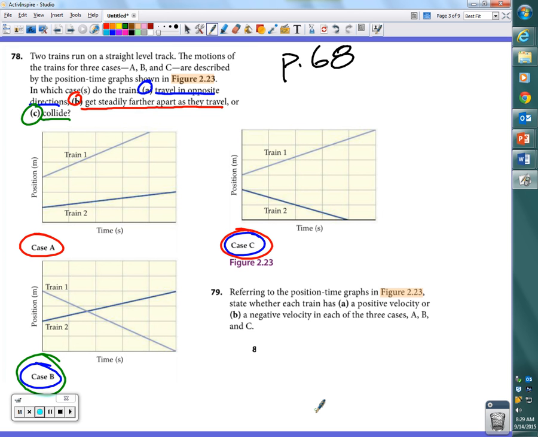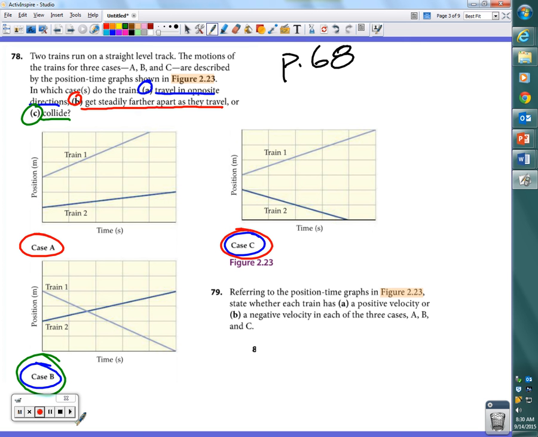But here, in case B, again, they have opposite slopes. Train 1 is traveling towards the reference point because it has a negative slope. Train 2 is traveling farther away. So both C and B have trains traveling in opposite directions, right? B gets steadily further apart.